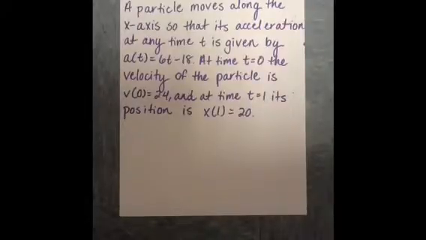A particle moves along the x-axis so that its acceleration at any time t is given by the equation a of t equals 6t minus 18. At time t equals 0, the velocity of the particle is v of 0 equals 24, and at time t equals 1, its position is x of 1 equals 20.